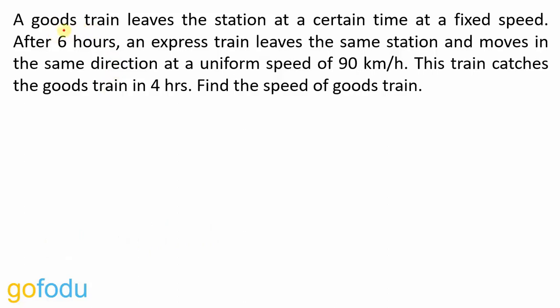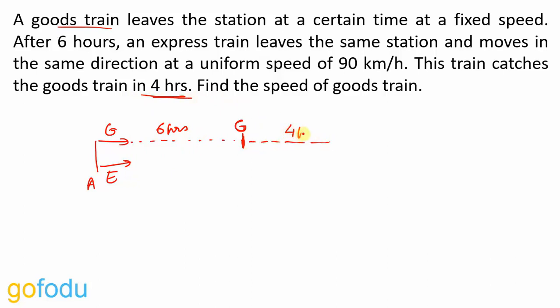Okay, so a goods train leaves a station at a certain time at a fixed speed. So we have a station from where goods train is leaving, and after 6 hours an express train leaves the same station. In those 6 hours this goods train must have reached till this point. It must have covered some distance in 6 hours. Now this express train catches the goods train in 4 hours. So in the next 4 hours the goods train will again cover some distance, and at this point B the express train catches the goods train.